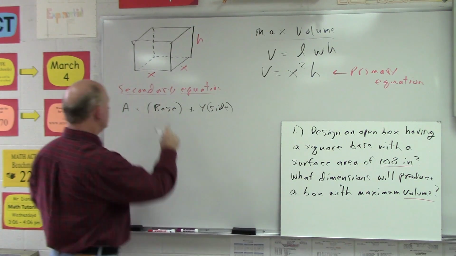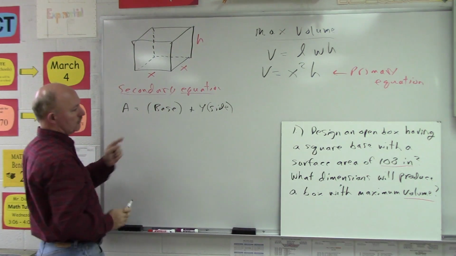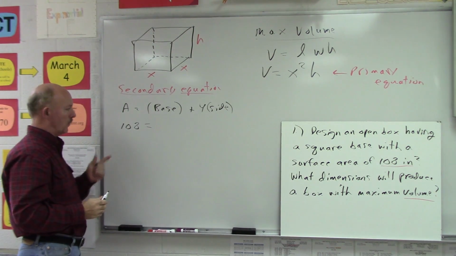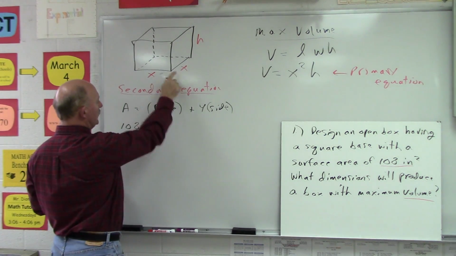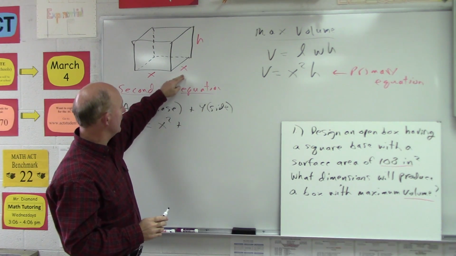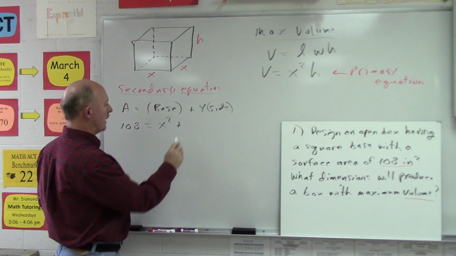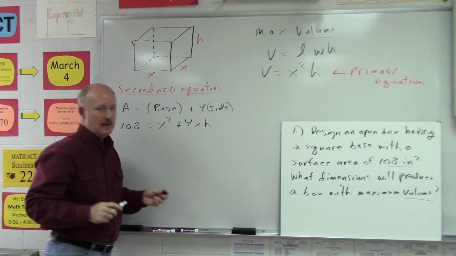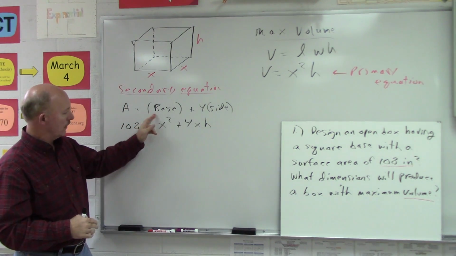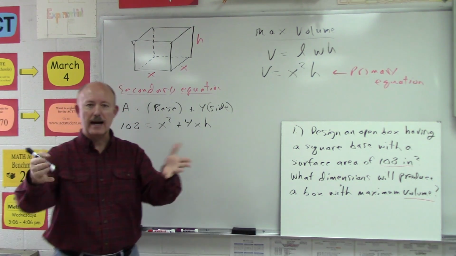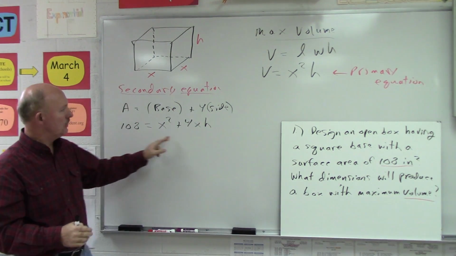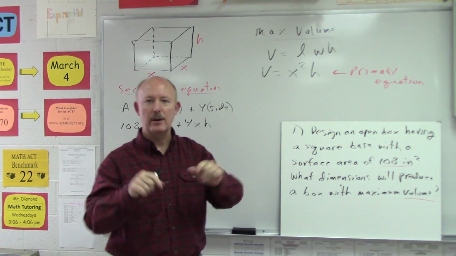So now the area of the base is simply x times x. And we said the surface area is 108. So in our secondary formula, we're going to substitute 108 in for A. The area of the base would be x squared, plus 4 times the area of the side. Now the area of one of the sides would simply be x times h. So it'd be 4xh. Now this describes the surface area of the box: the area of your base plus the area of the 4 sides. Now let's see if we can use this formula to eliminate h in our primary equation.